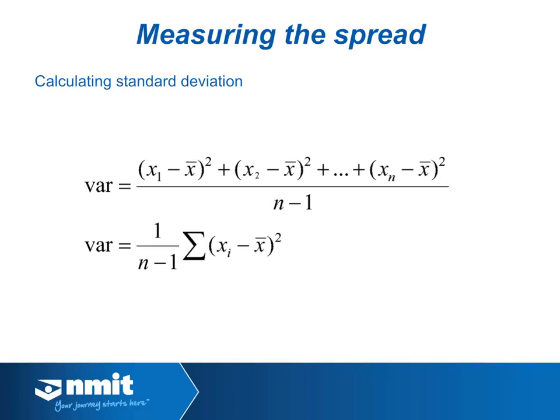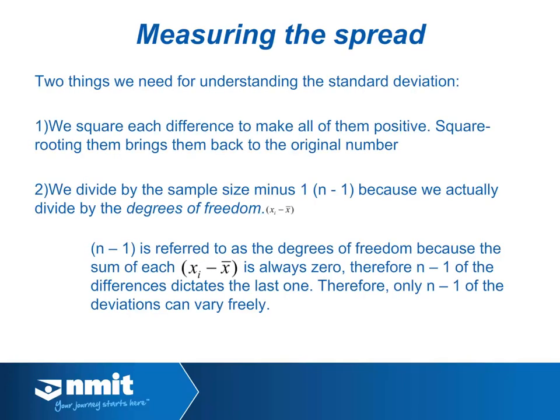To get to the standard deviation from this variance, it could not be easier. We simply take the square root of this entire formula. So the variance is the sum of the difference between the mean and each data point squared divided by n minus 1, and the standard deviation is simply the square root of the variance. So the standard deviation is the square root of the variance, which is the square root of this entire formula. Easy. So two things we need to understand for the standard deviation before we go into an example.